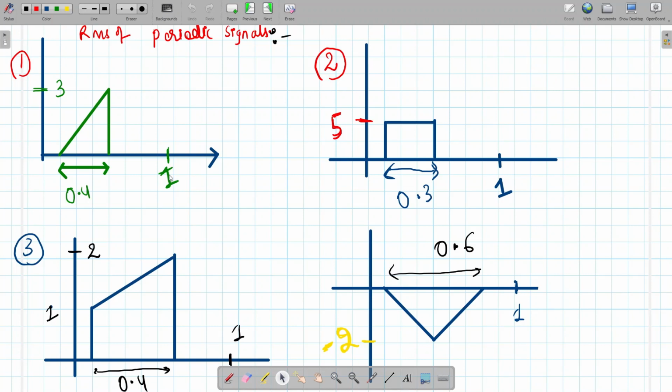What is the value of U for the first one? Sir, 9. 9 by 3. V square by 3. 9 into 0.4 root. No, no, you will get V square by 3. Yes, sir. Okay, V square by 3.